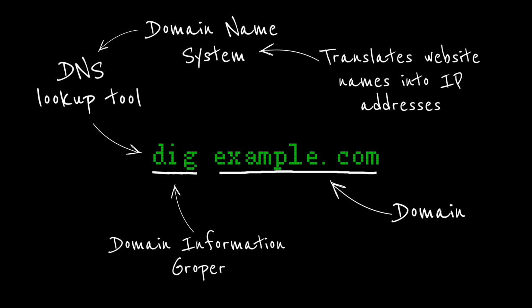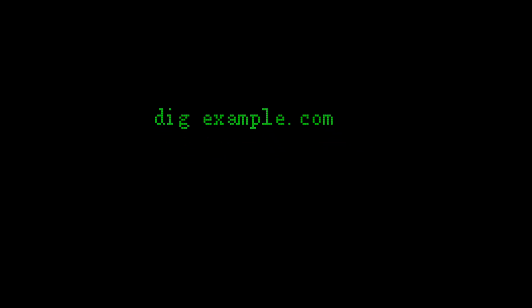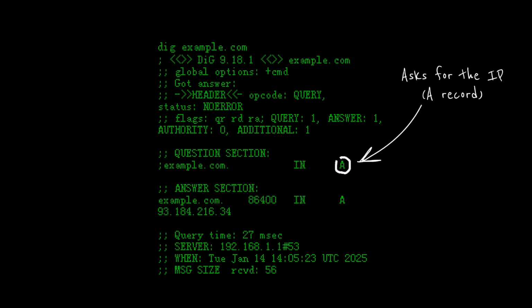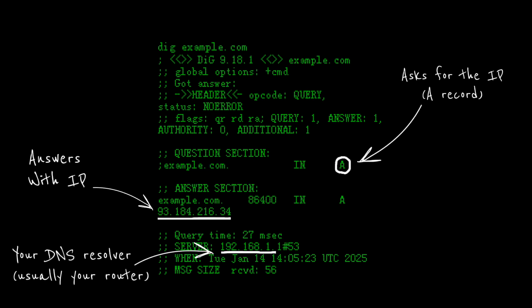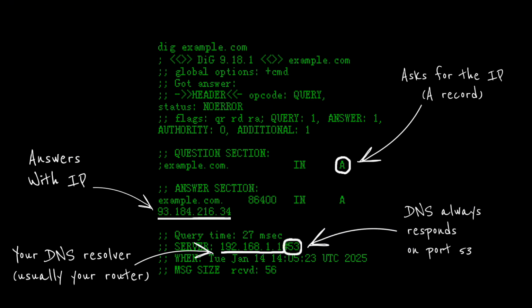The server replies with an exact IP they need to scan, and this is what a DNS scan looks like. It asks for the IP, and it shows an IPv4. It answers with an IP. Your DNS resolver, usually your router. DNS always responds on port 53.